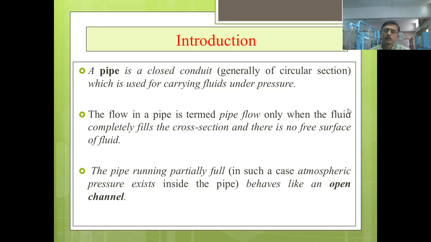In open channel flow, we need not have a pressure. The flow takes place under gravity, and the pressure on the liquid surface is atmospheric pressure. Suppose this is a canal or a river through which water is flowing. This flow takes place due to gravity. There will be some slope, and due to that slope, water flows through the rivers and canals.